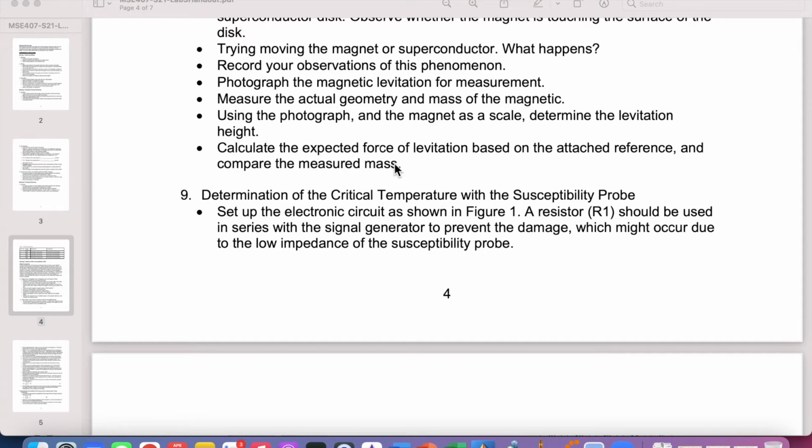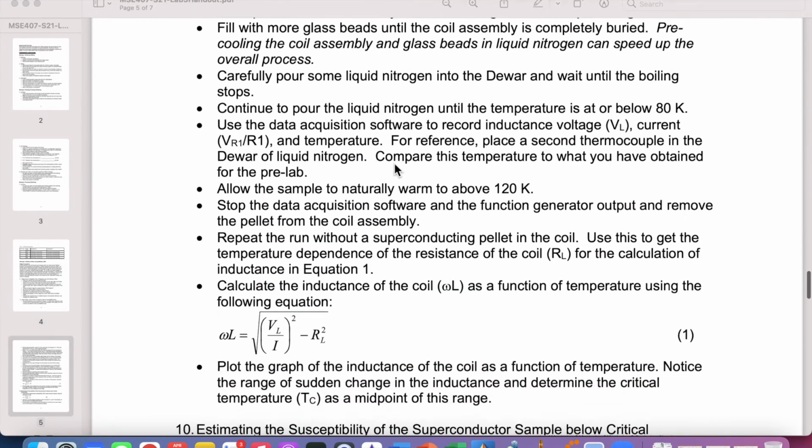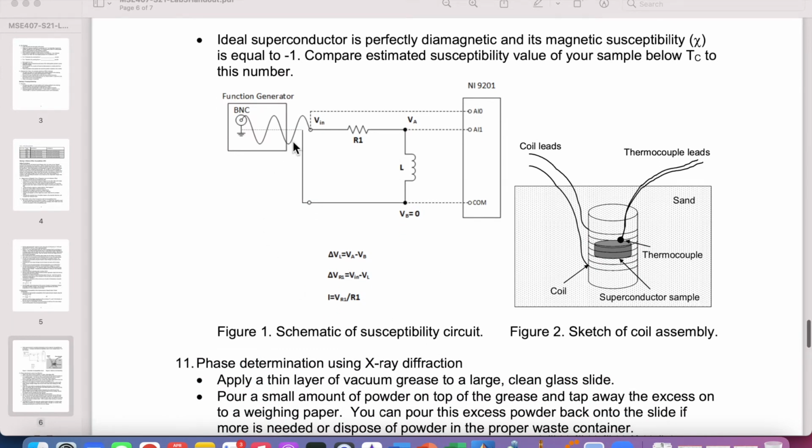So just a review, you should have watched the susceptibility procedure video to see how it was actually run. But I just want to go over some of the aspects here, particularly the schematic for the circuit. You saw the function generator where we apply a given frequency of AC sinusoidal voltage, and that translates to a voltage into the system. It goes through a resistor R1, which was about 55 ohms for our system. And then we have our inductor L, which is our copper coil, which has our pellet inside.